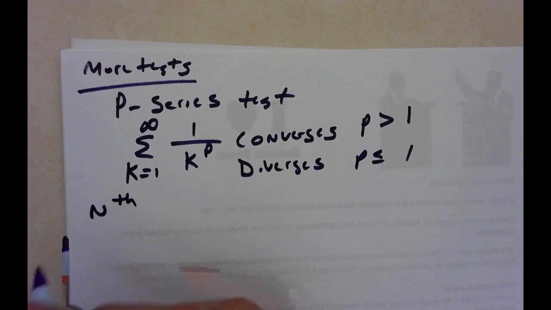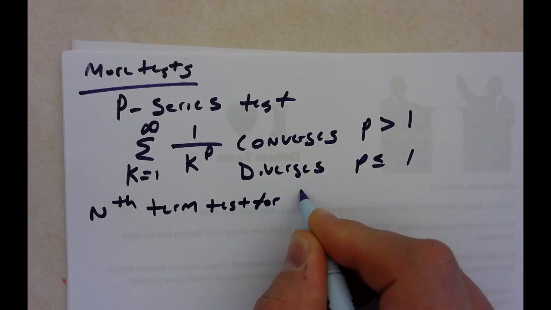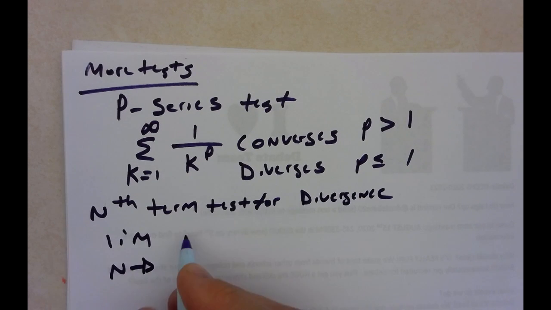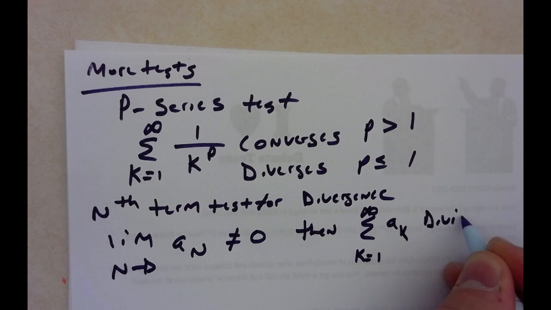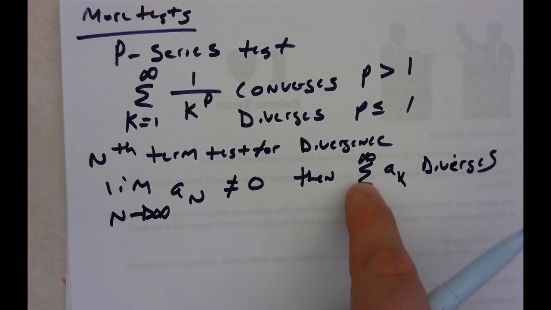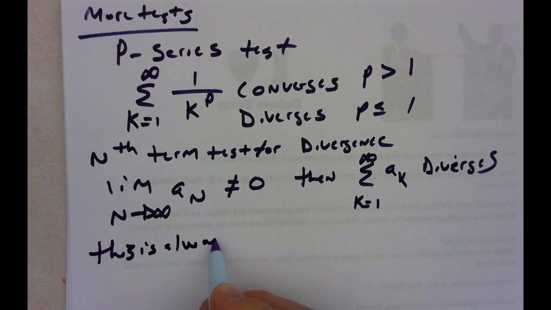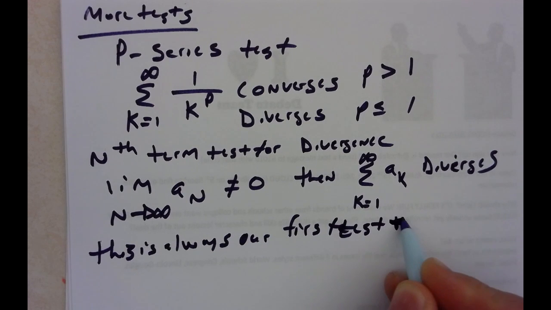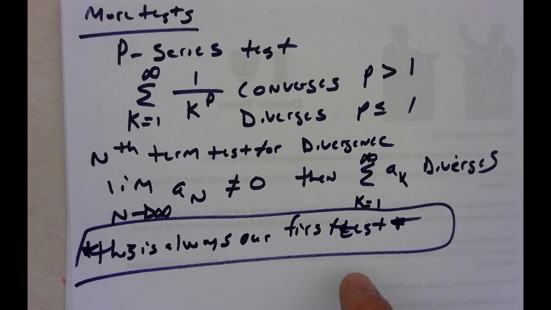Now we're ready for the nth term test for divergence. If the limit as n goes to infinity of the terms is not 0, then the sum to infinity must diverge. This is always our first test. When we do harder stuff, you get used to it. Sometimes we've worked like 4 or 6 tests and we still can't tell, because we should have done this test first.